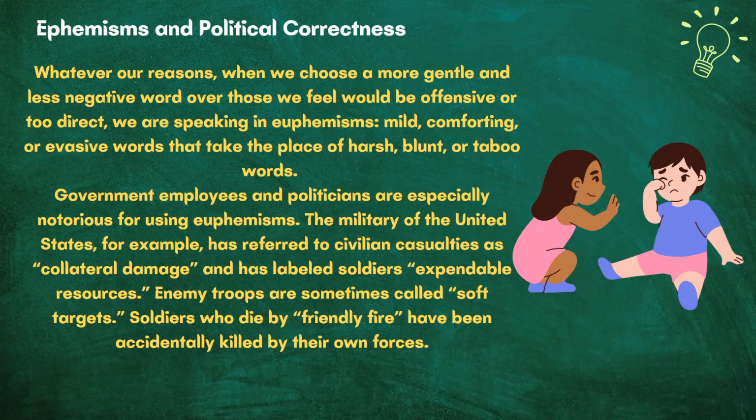And government employees and politicians are especially notorious for using euphemism. The military of the United States, for example, has referred to civilian casualties as collateral damage and has labeled soldiers expendable resources. Enemy troops are sometimes termed soft targets. Soldiers who die by friendly fire have been accidentally killed by their own forces.